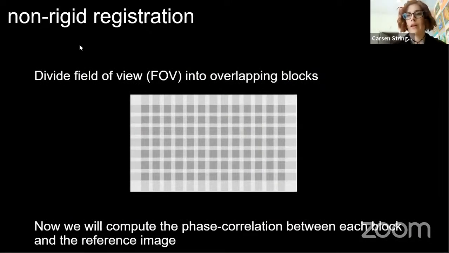All right, so that will correct rigid motion, so if the whole frame is moving, but you could also have segments of the frame moving in different ways, particularly if the mouse is shifting its head or something like that. So you might want to divide. So what we do is we additionally have a step for non-rigid registration where we divide the field of view into these different overlapping blocks here. And now instead of computing the phase correlation for the whole frame, we're going to compute it block by block.